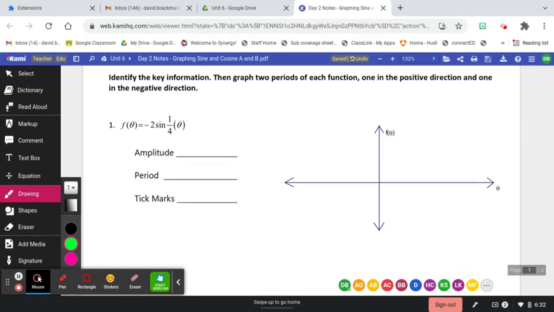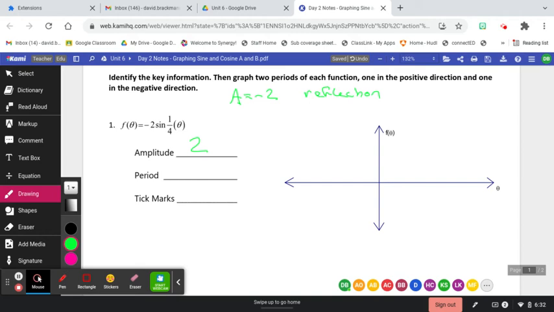All right, so here's what we have. We have a negative 2 for our A value. If A is negative 2, that means two things are happening. We have a reflection, so the sine will be upside down. And then we also have a stretch, so the amplitude is 2. Amplitude is always positive, so just leave that as 2.